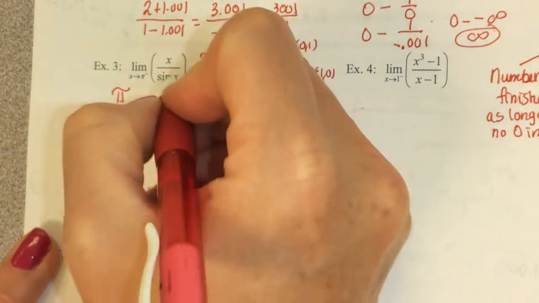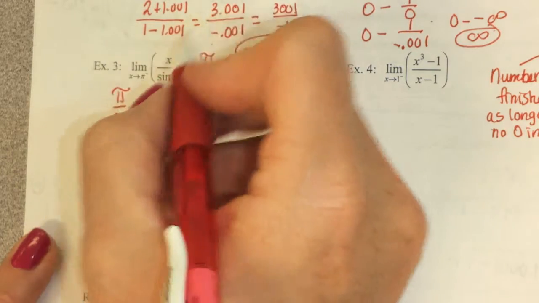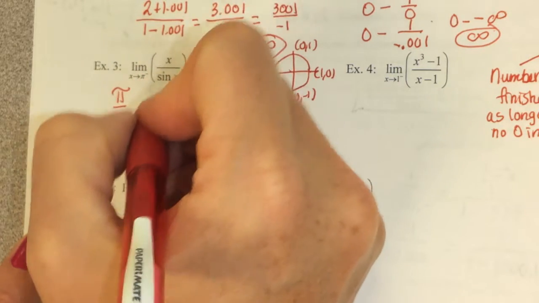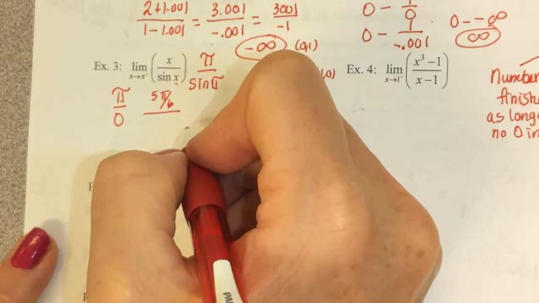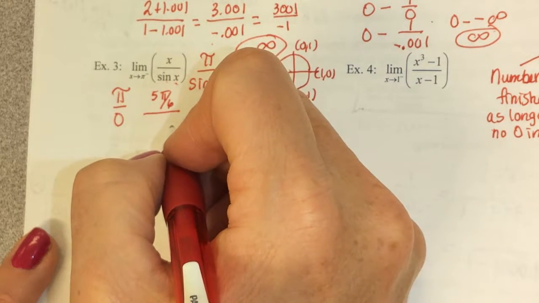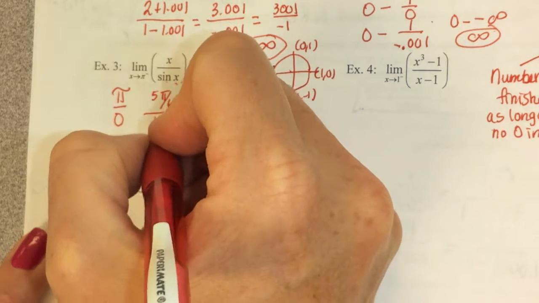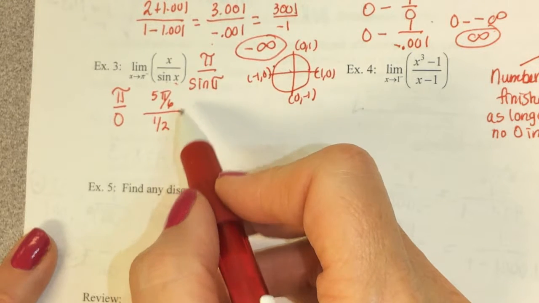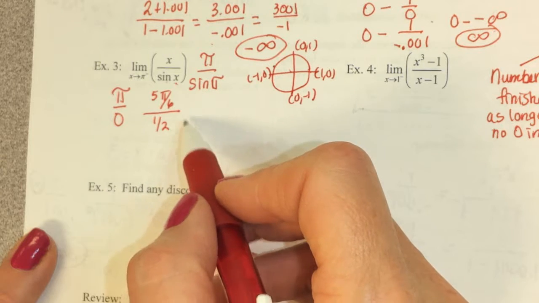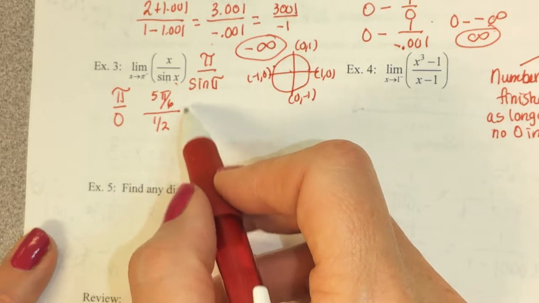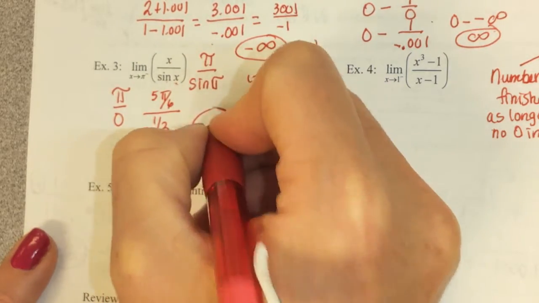So remember, what does our answer have to be here? One of two things. What? Positive or negative infinity. So I'm going to plug in 5 pi over 6 for x. So 5 pi over 6 over, do you know the sine of 5 pi over 6? You should know that, guys. 1/2. I know my answer has to be positive or negative infinity. So what does the answer have to be based on this result? Positive infinity, right? I have a positive over a positive, so the answer has to be positive infinity.